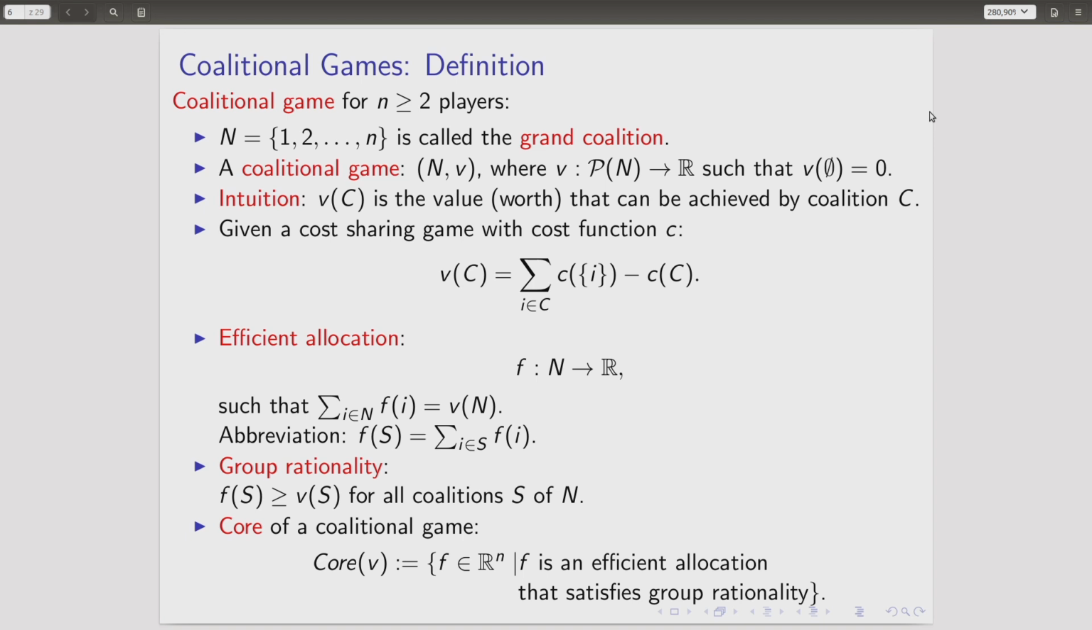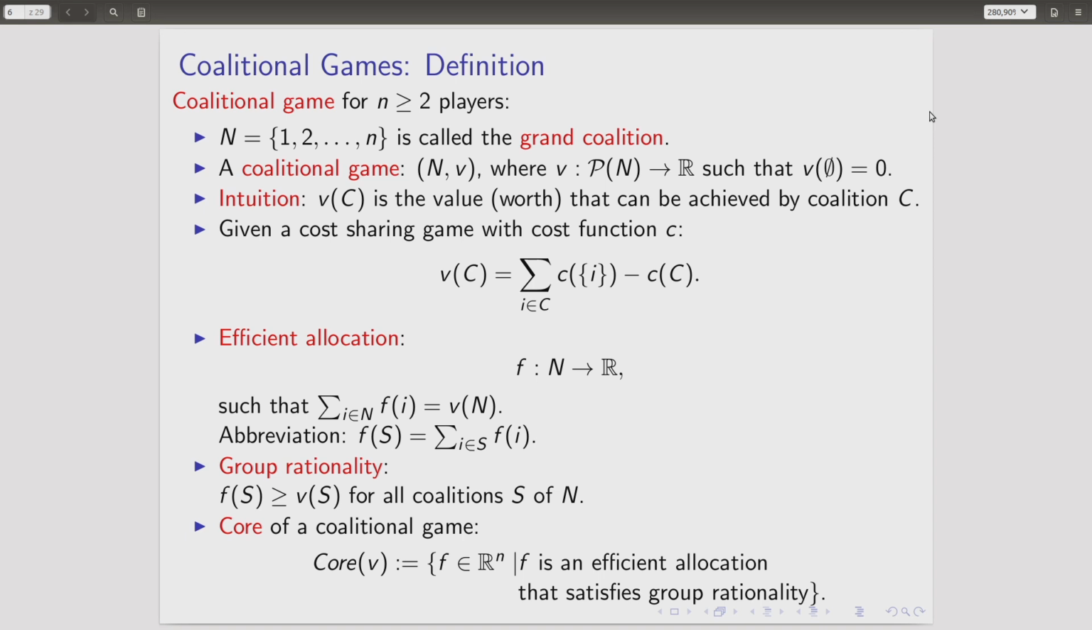And the core, which is the set of such allocations that nobody has incentive to leave, is simply an allocation, so this assignment of how much everybody gains, such that the sum covers what the whole grand coalition achieves, which is this line. And additionally, this allocation satisfies group rationality.